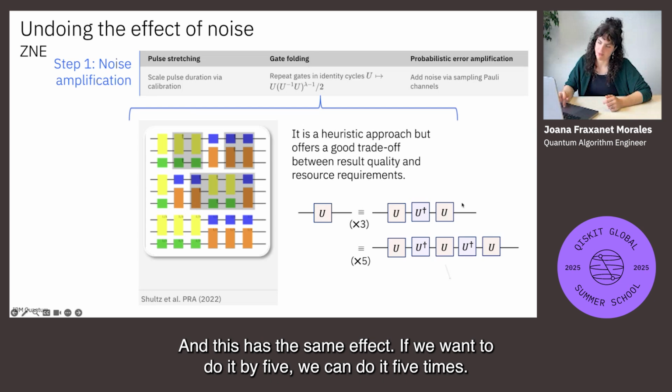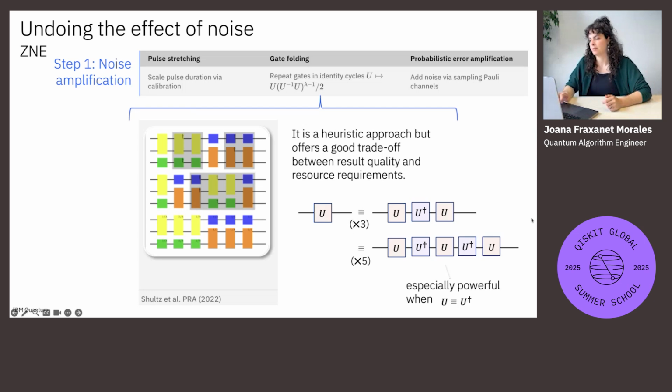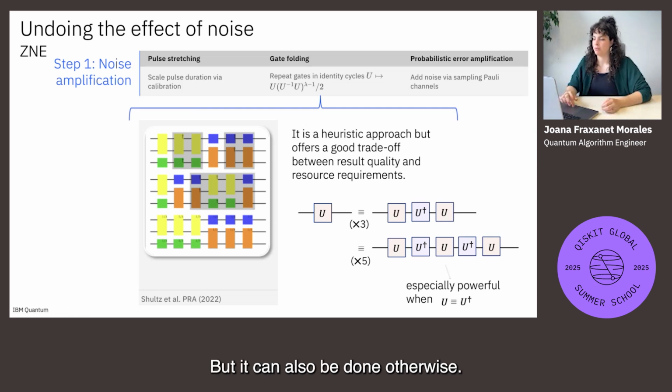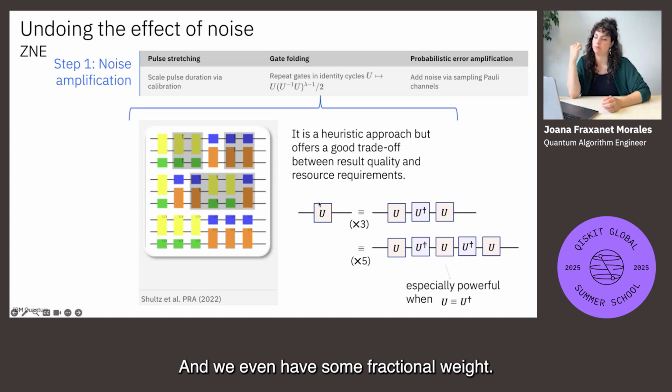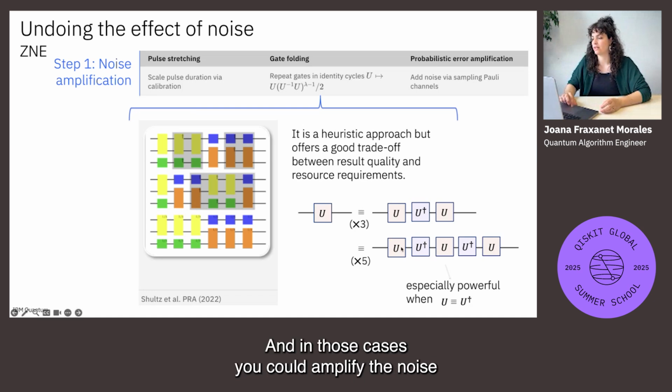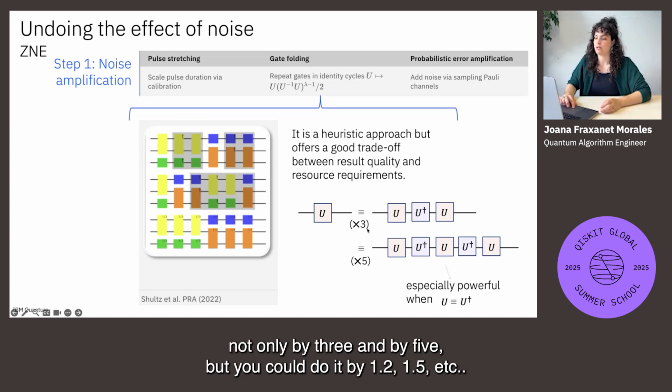And this has the same effect. If we want to do it by 5, we can do it 5 times. This is especially powerful when the gate is equal to its inverse, but it can also be done otherwise. And we even have some ways of implementing fractional noise amplification factors. And in those cases, you could amplify the noise not only by 3 and by 5, but you could do it by 1.2, 1.5, etc.